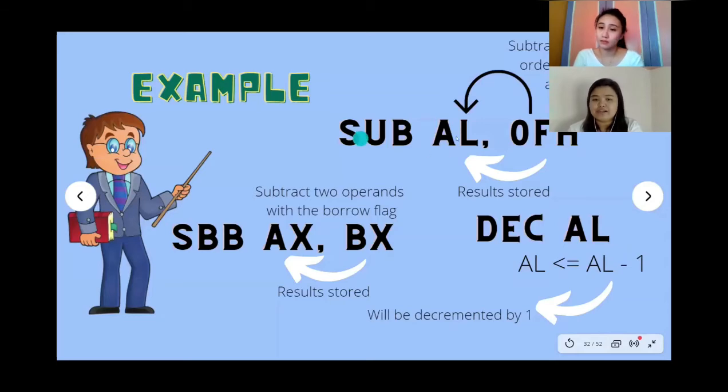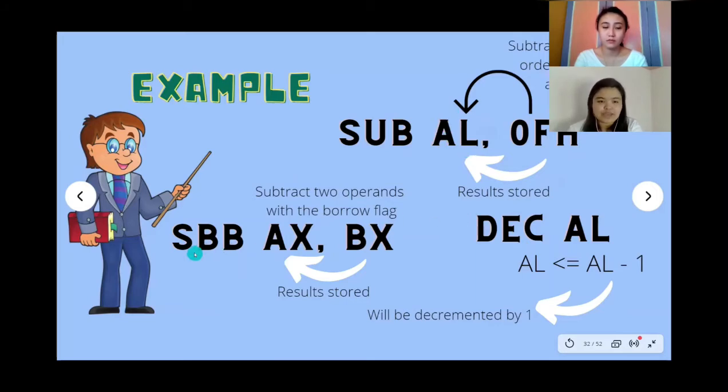So I have here SUB, and the destination and the source. So all we have to do is subtract 0FH in the lower order register of the accumulator, which is the AL. And the result will be stored in the AL because it is the destination.